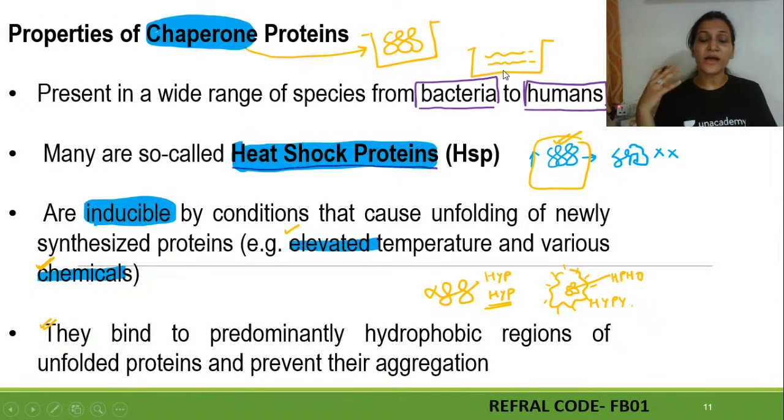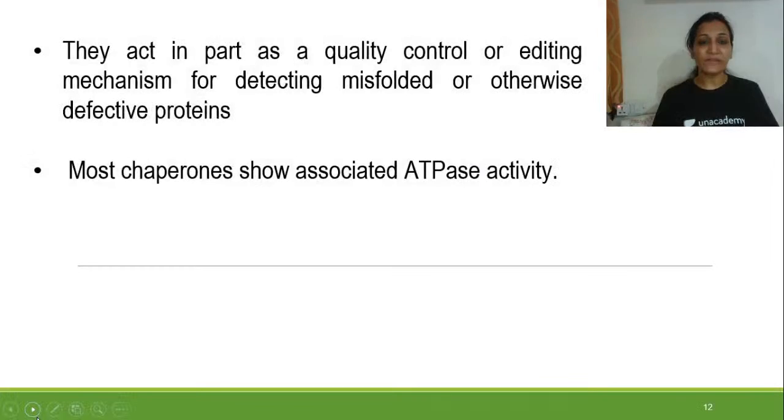It will take this protein inside itself. We will be seeing the exact structure of the chaperone also. So it will take the protein inside and change it into its activated form. So this is the function of the chaperone. Remember the word very well, chaperones. They act in part as a quality control or editing mechanism for detecting misfolded or otherwise defective proteins.